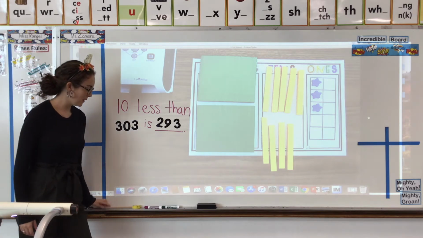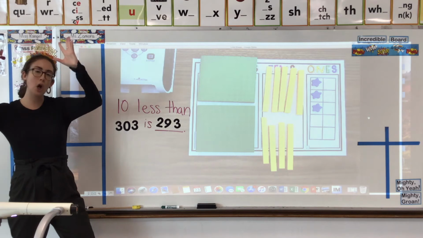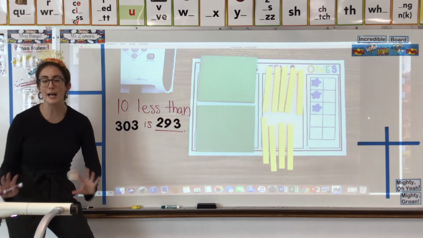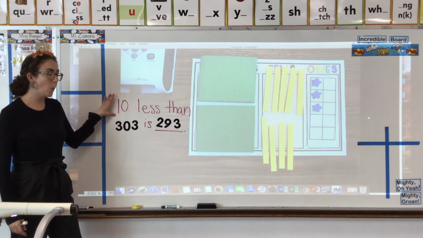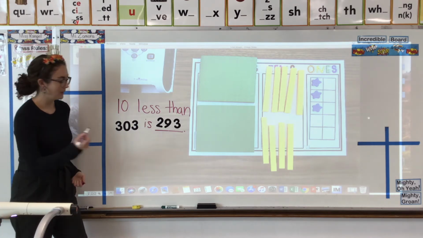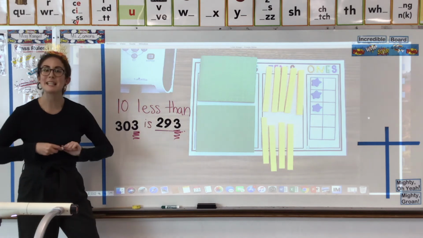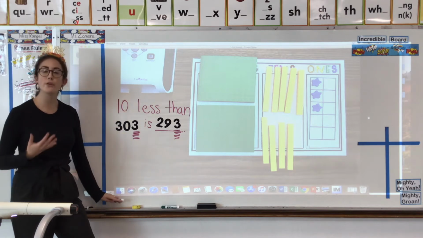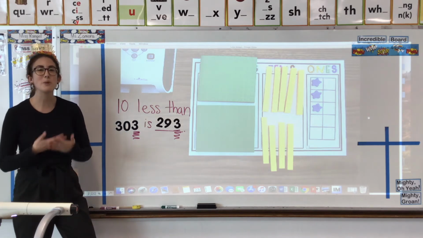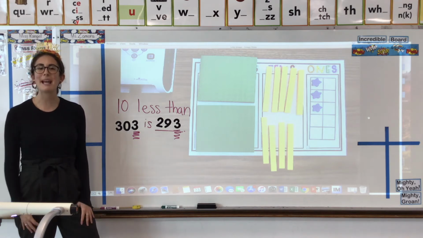293. What we did to solve was take a larger unit and unbundle it for 10 of a smaller unit in order to take away. And what we also made sure to do was leave our ones place alone. There's still 3 ones because we didn't have to change those ones place at all. It remained the same.